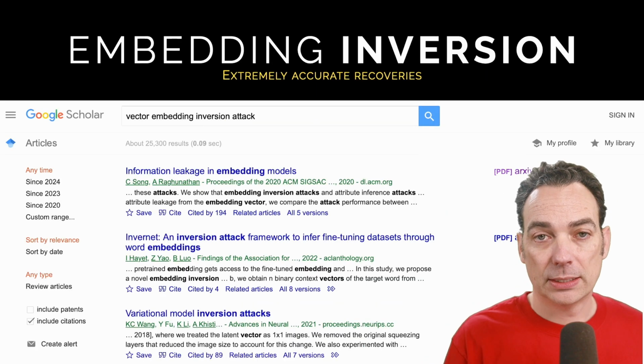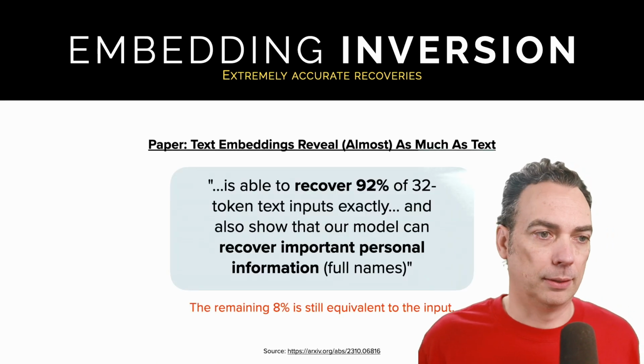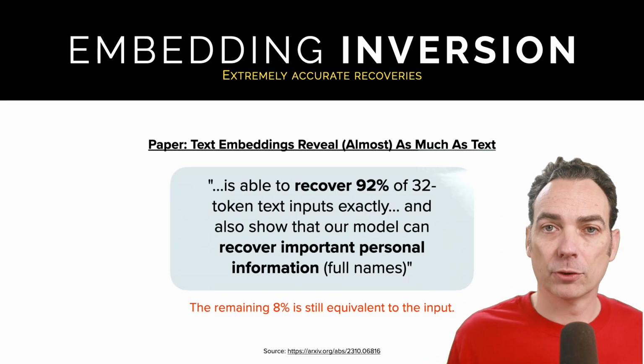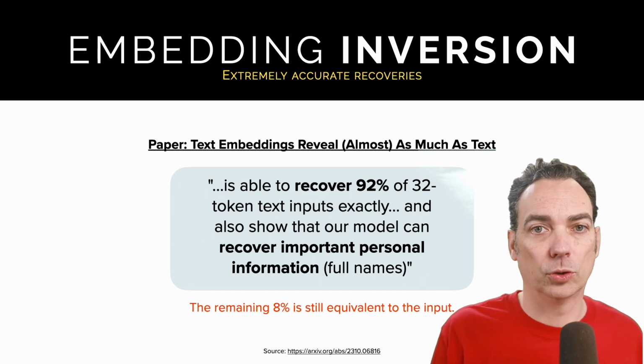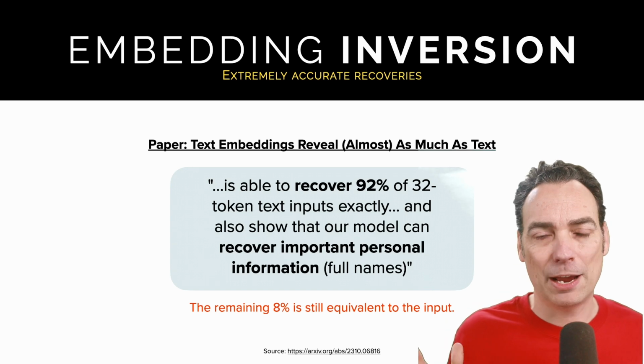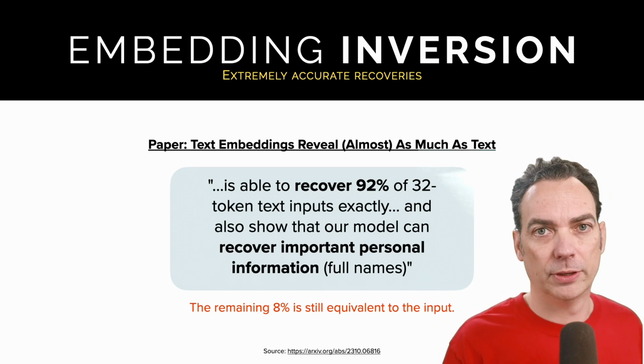There are many thousands now of papers on this topic of doing embedding inversions. The best paper we've seen on text embedding inversions covers 92% of exact words, including full names, which is pretty cool. And the remaining 8% is still semantically equivalent. Basically, it's returning synonyms instead of the original words, right?